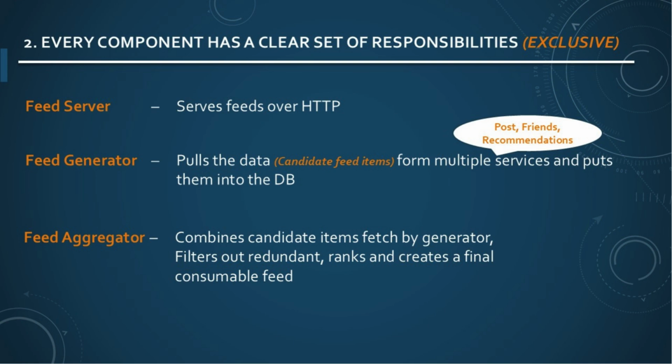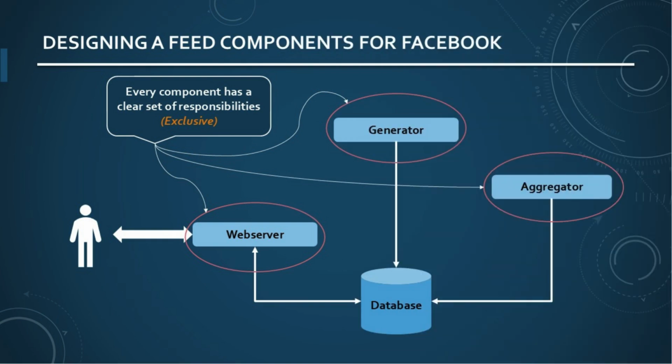Generator is pulling data from multiple sources and putting it into some temporary database. Aggregator is operating on this temporary database, creating the final feed and putting it into the database to be consumed by web server. Here you see how generator has a mutually exclusive set of responsibilities. Aggregator has a mutually exclusive set of responsibilities. Web server has a mutually exclusive set of responsibilities, right? And they're all sharing the same database to do it.